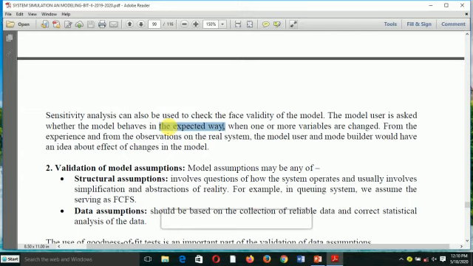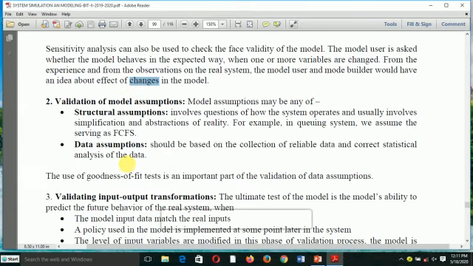So if they tell you that there is a problem, you have to change the face of the model. From experience, from observations on the real system, the model user and the model builder would have an idea about the effect of changes in the model. After observing the real system, you can know the effect which can be brought to the model if you do something different.